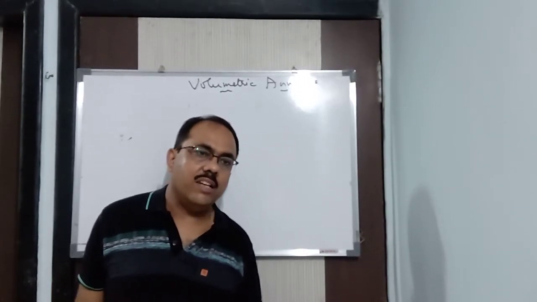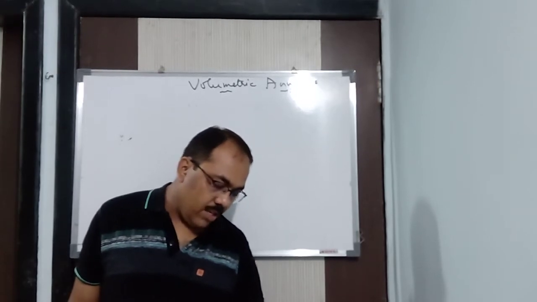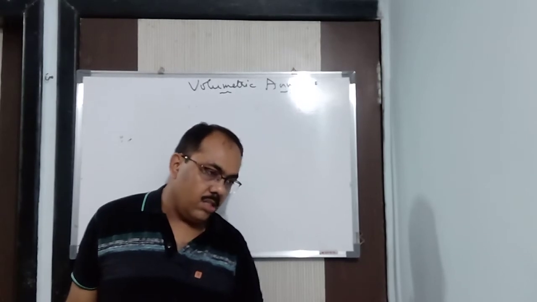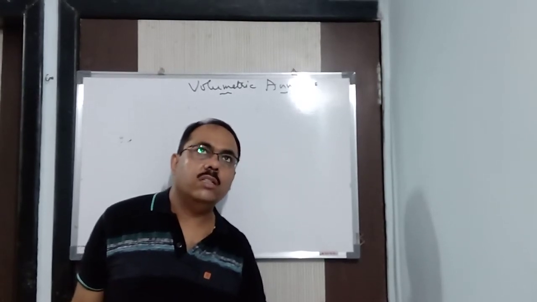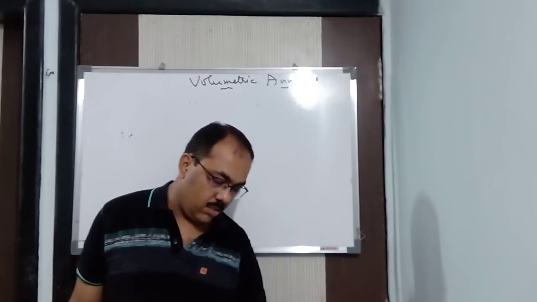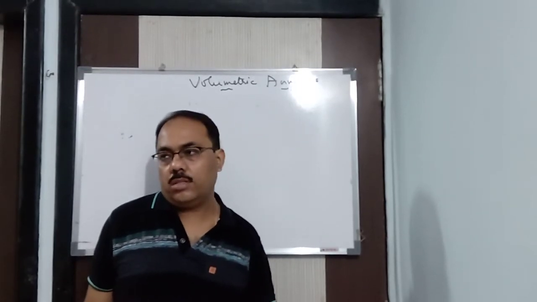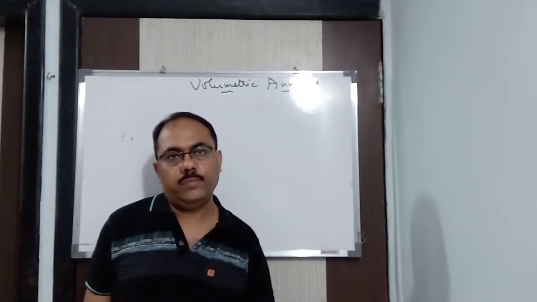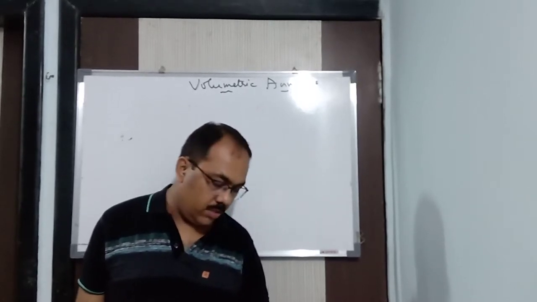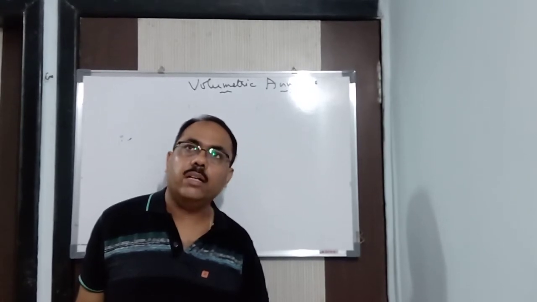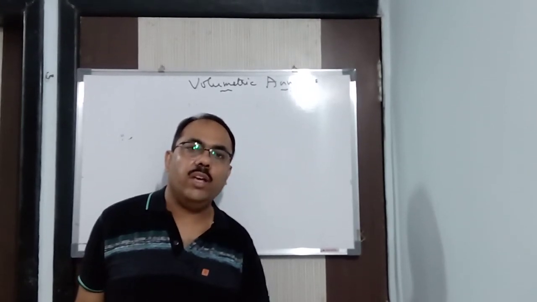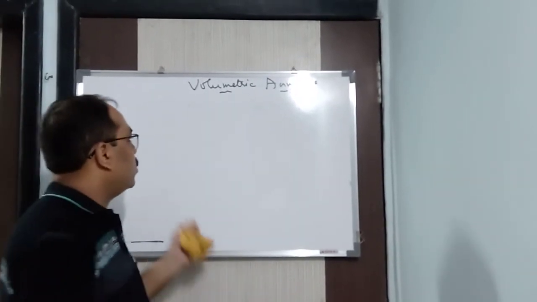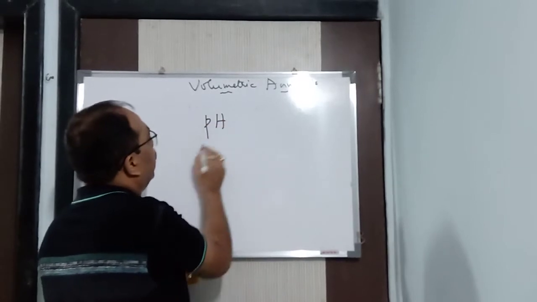Now next you write, in the selection of indicators for titration, the following information is taken into consideration. Point number 1, pH range of indicator. Small p, capital H. You write pH range of indicator.